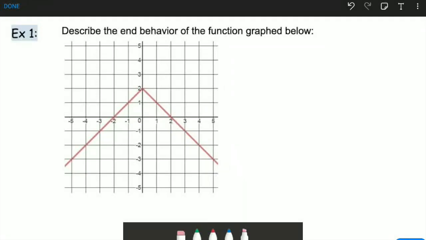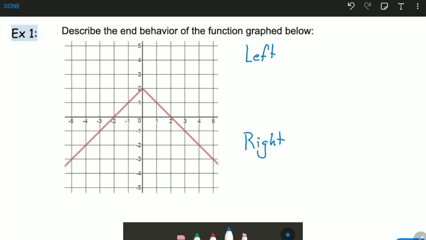Okay, so we're going to describe the end behavior of this function. I find it easier, whenever I'm doing end behavior, at least for the first time, just to talk about the words up, down, left, and right, and look at that. So when we're talking about end behavior of a function, we'll typically be looking at a left side and a right side.